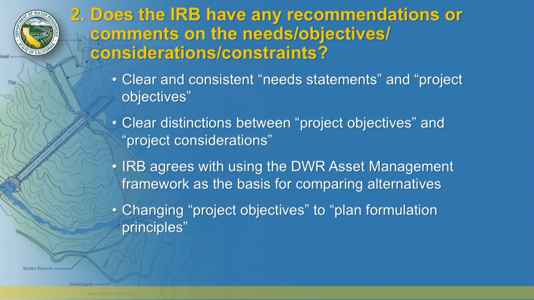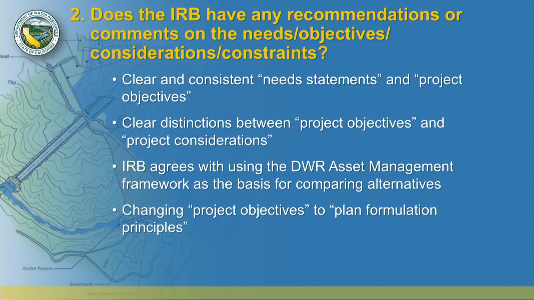And so the second question that was asked by DWR was, does the independent review board have any recommendations or comments on the needs, the objectives, the considerations, and the constraints that were set out in the project from the beginning? And those have been kind of a work in progress, and the IRB was very pleased to see that at this meeting we saw very clear and consistent need statements and project objectives, and we really felt like the team heard our comments from previous meetings and responded very proactively, and the IRB was very pleased to see that.